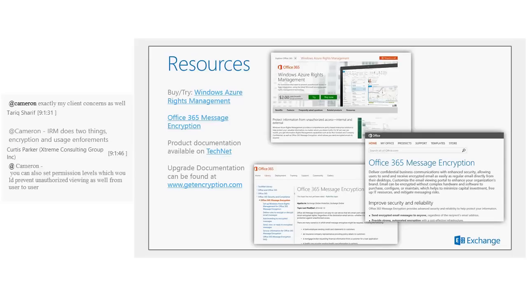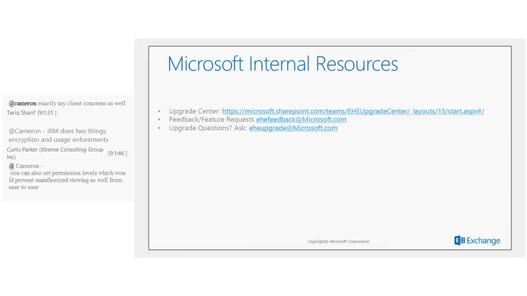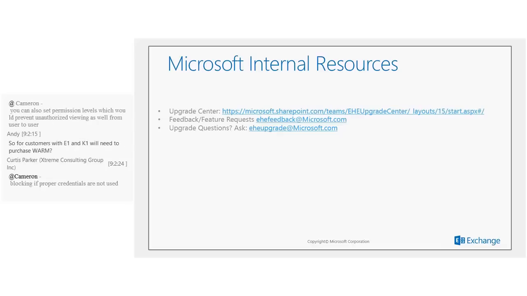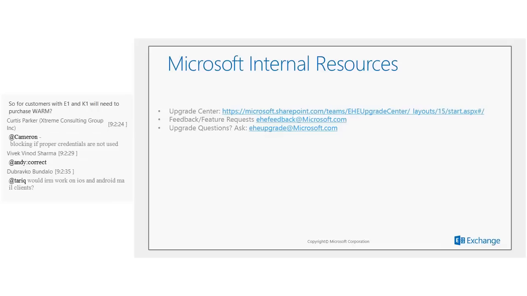Now, there are quite a few folks from Microsoft internally on this call. This is only for them, not for the external audience. There are some internal resources that you could use. There's an internal upgrade center that has been set up, and there are a couple of DLs: for feedback or feature requests, you can reach out to ehefeedback@microsoft.com, or if you have any questions around the upgrade, you can reach out to ehupgrade@microsoft.com. That's only for the internal people on the Microsoft side who are on the call today.